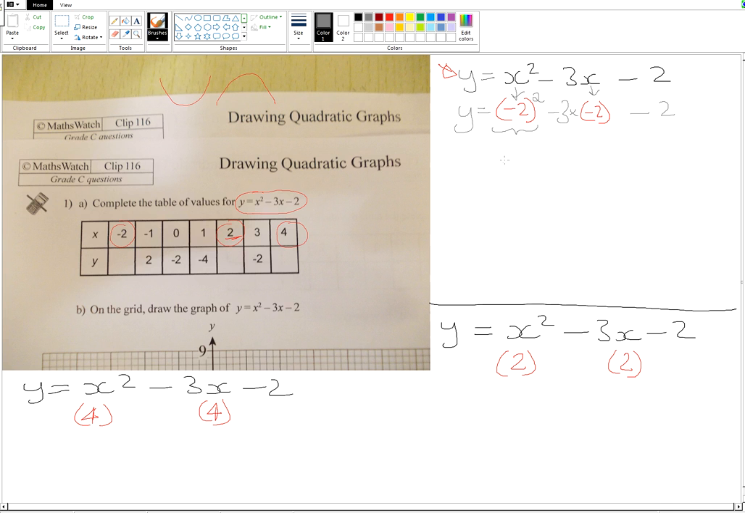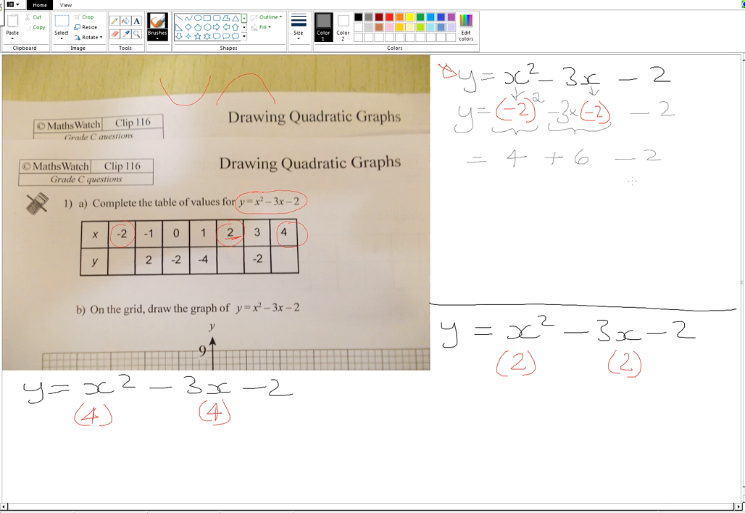So -2 squared will give us 4. I'm waiting for you guys to give me the answer. 4 plus 4. -3 times -2 will give us +6. What's -3 times -2? And then we have -2.